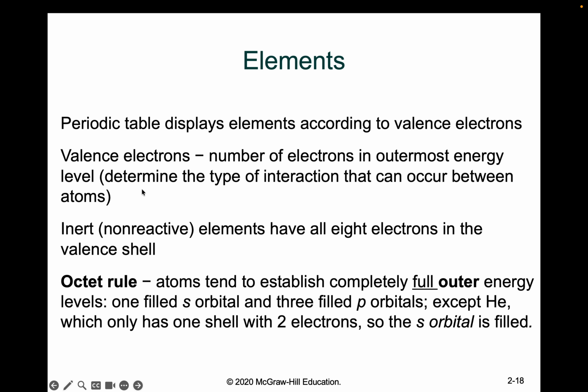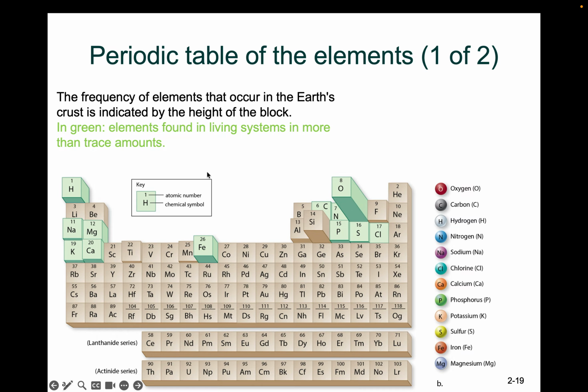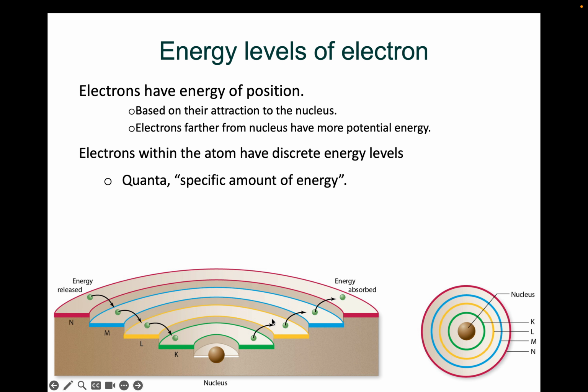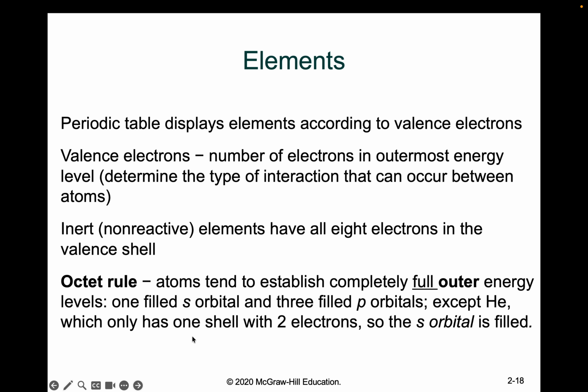But one thing that Mendeleev started to realize in the periodic table, a beautiful thing, is that they follow something called the octet rule, meaning that atoms tend to establish completely full outer energy levels. They always want to have a full outer energy level, and usually to have a full outer energy level, you need 8, because K can only take 2, but the others take 8. So L, M, N, they need 8. So atoms are always looking to make sure that they have a full outer energy level. Because if they don't, that makes them very reactive.